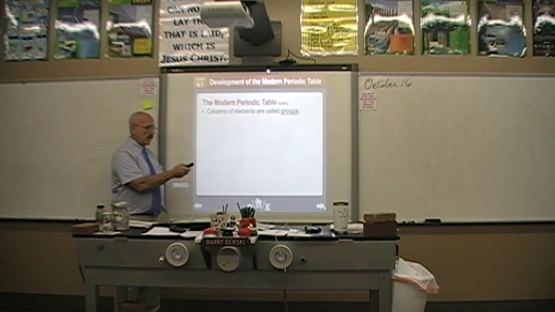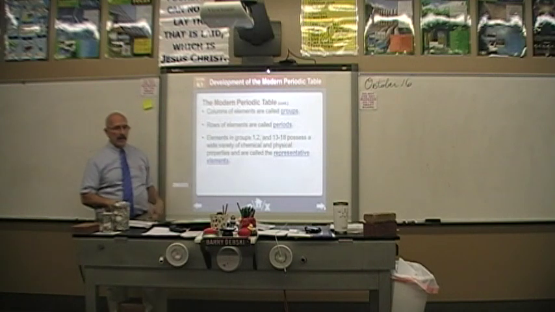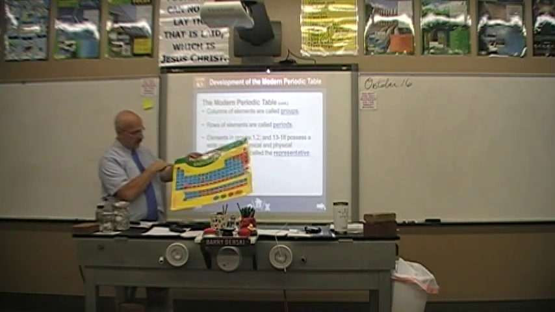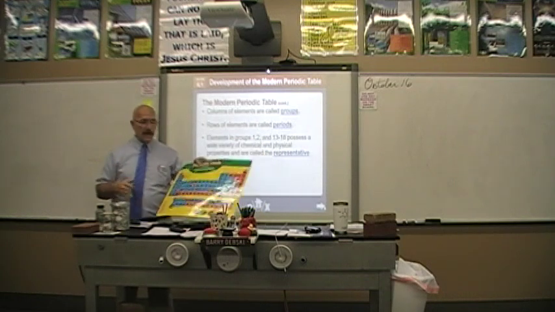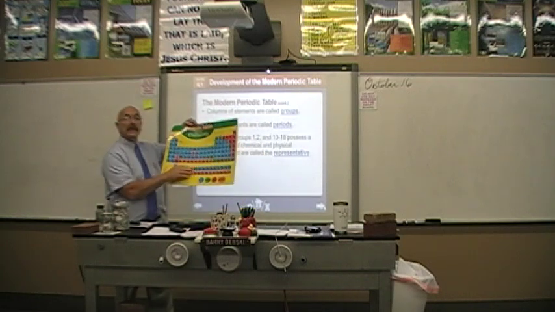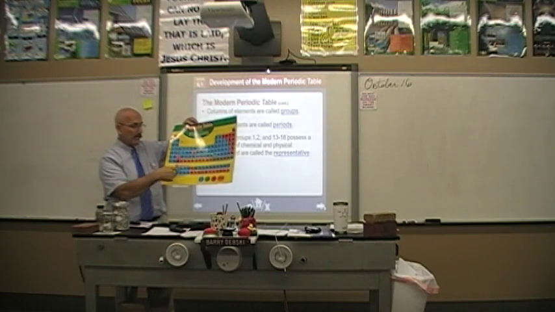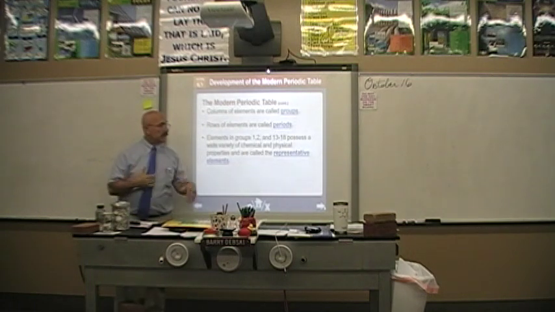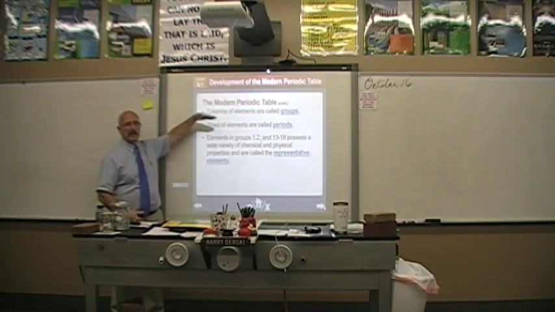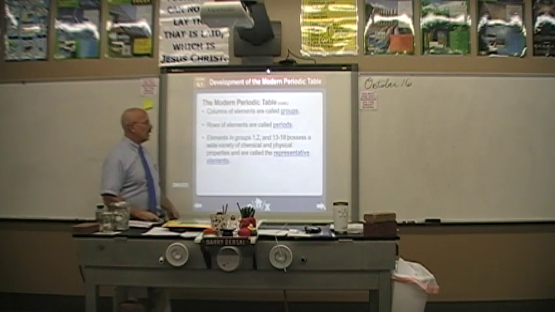The horizontal rows are called periods. And so there are 7 periods, 1, 2, 3, 4, 5, 6, and 7 on the periodic table. These two are not periods 8 and 9. Remember, they fit in here. So they're part of period 6 and part of period 7, just like our energy levels. So the periods here are directly proportional to our energy levels. Everybody, I think, knows that already as well.